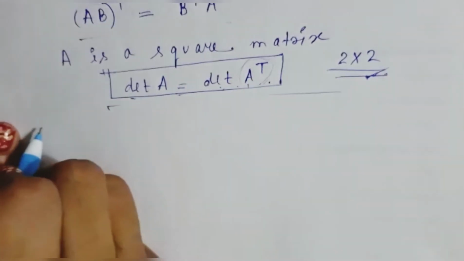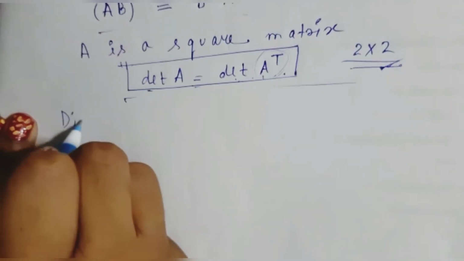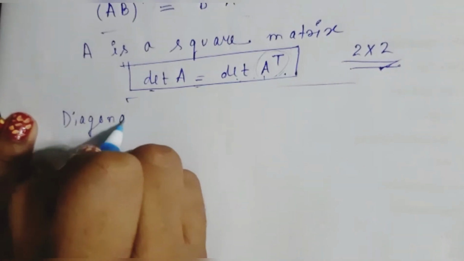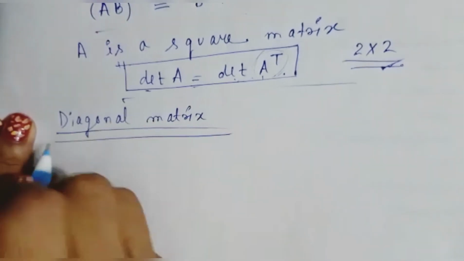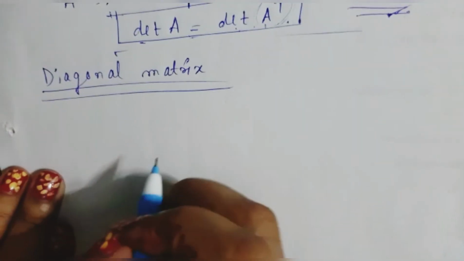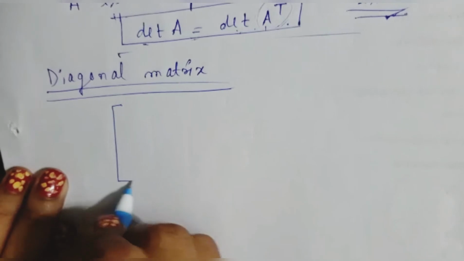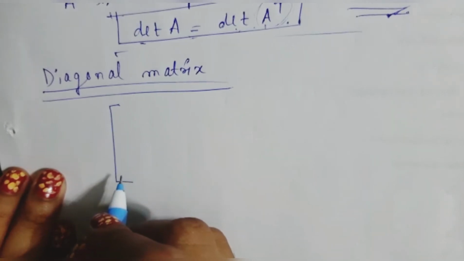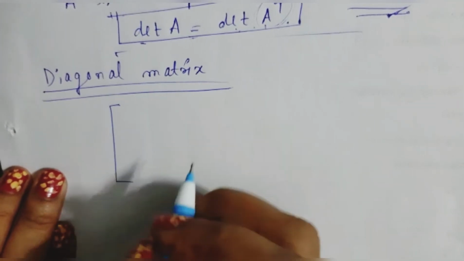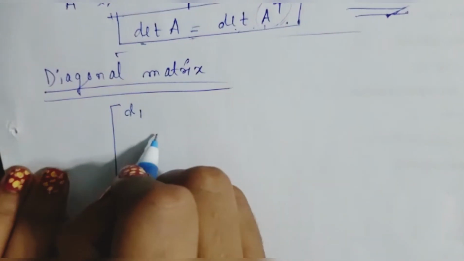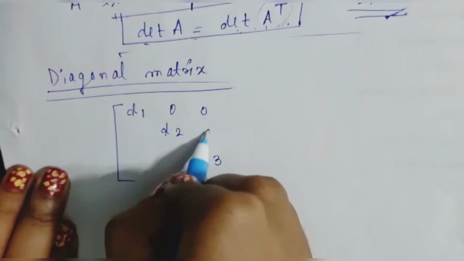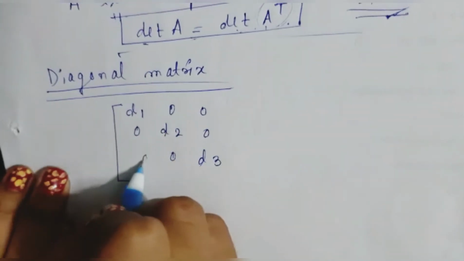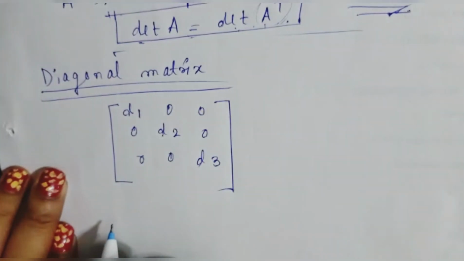Now one more, that is the diagonal matrix. Now the diagonal matrix is very easy: except for your diagonals, all the other elements will be 0. Like your diagonal is D1, D2 and D3. So except that, in all the positions you are going to put 0. Okay.